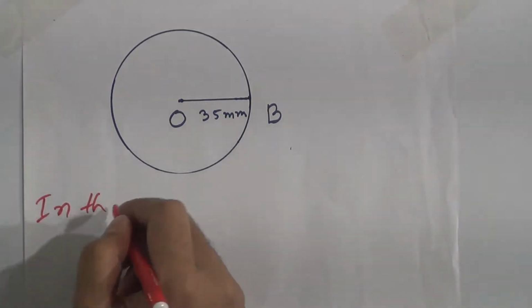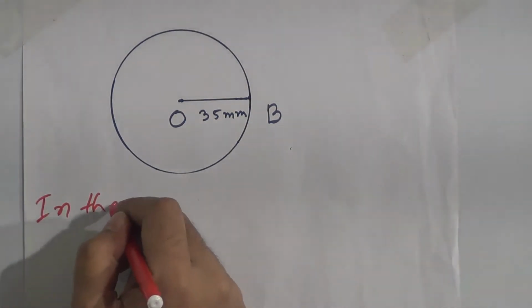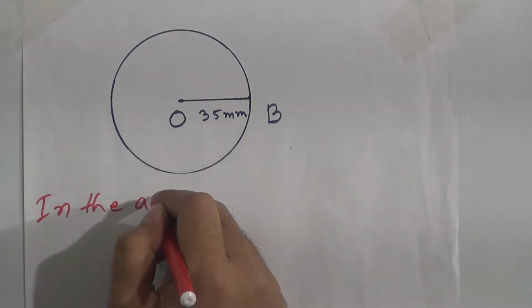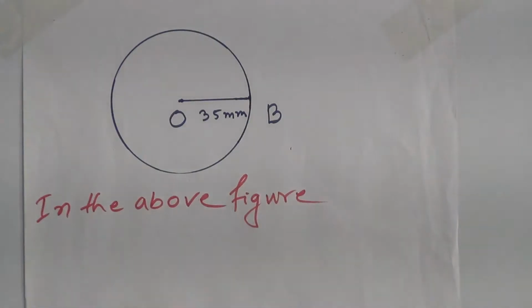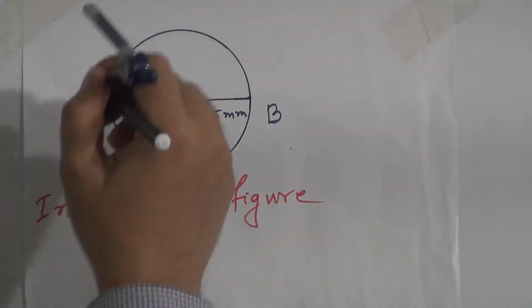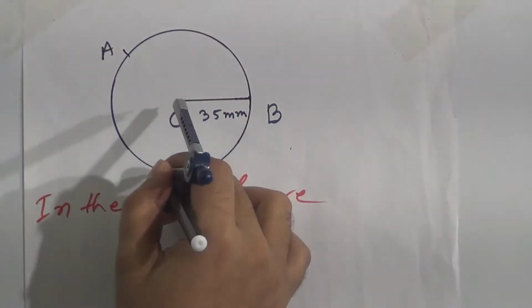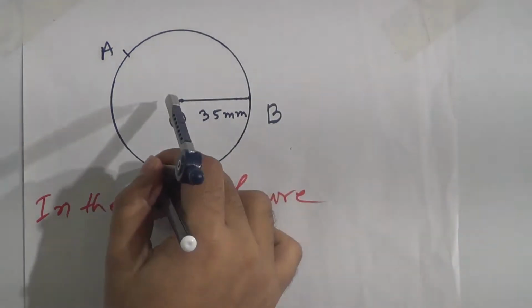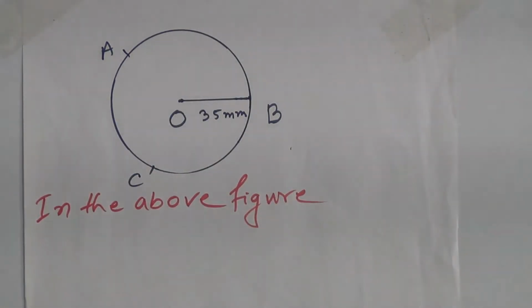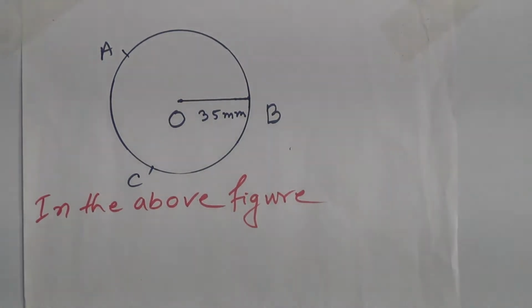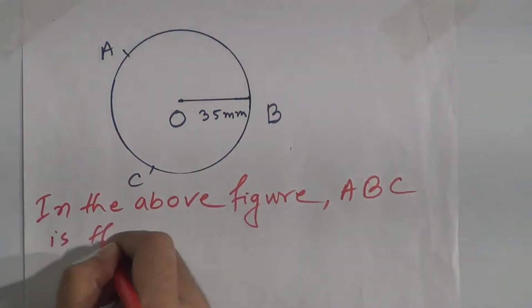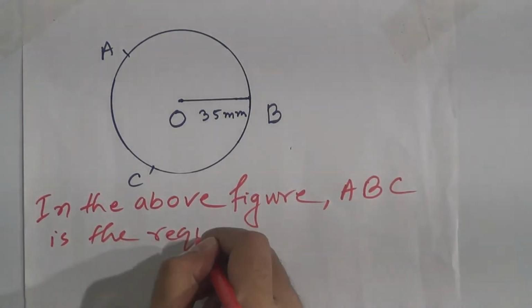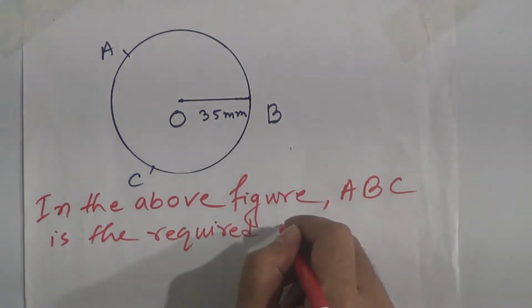Now we can write in the above figure, here we can indicate the points of the circle. Suppose this point is A, here is C. So we can say ABC is the required circle. In the above figure, ABC is the required circle.